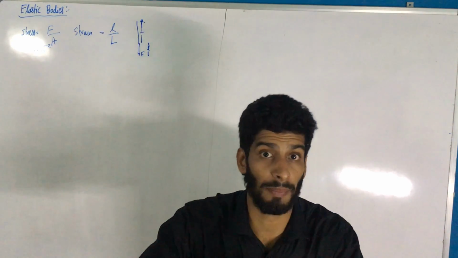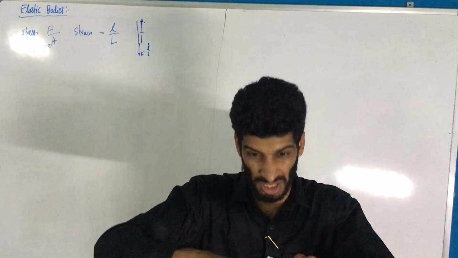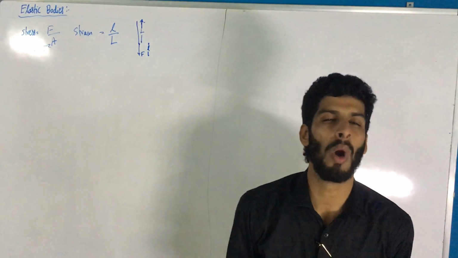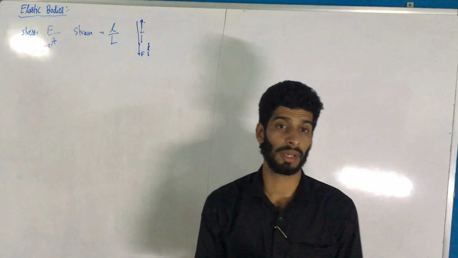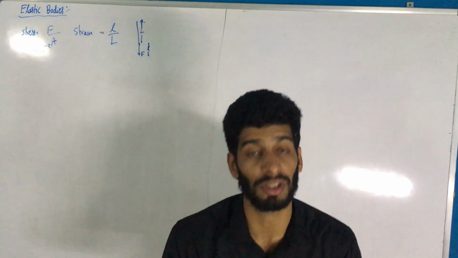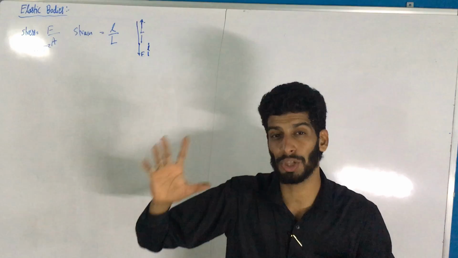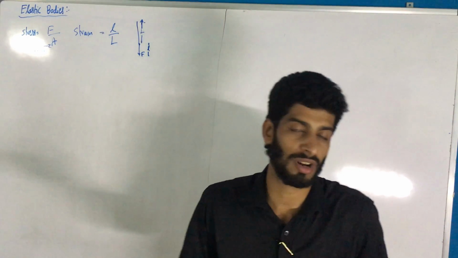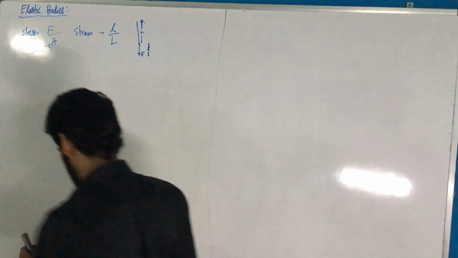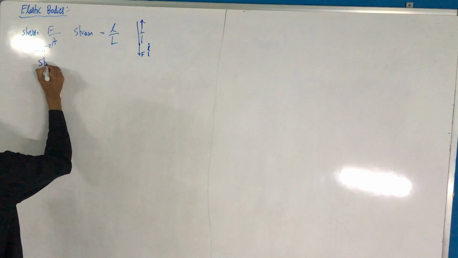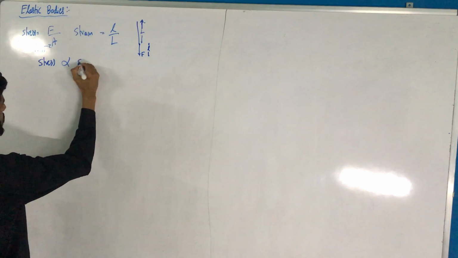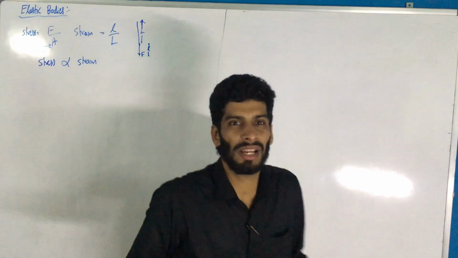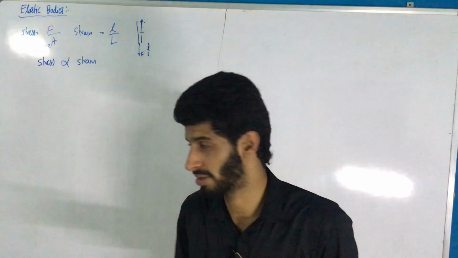But remember, this happens only within the elastic limit. There's some limit, and if you go beyond the limit, Hooke's law isn't valid. I'm not saying that there won't be any extension. There will be extension, but Hooke's law isn't valid. I'm telling you that there is no linear relationship between stress and strain. But what Hooke's law states is that the amount of stress is directly proportional to the strain. That's how the linear relationship between stress and strain exists.